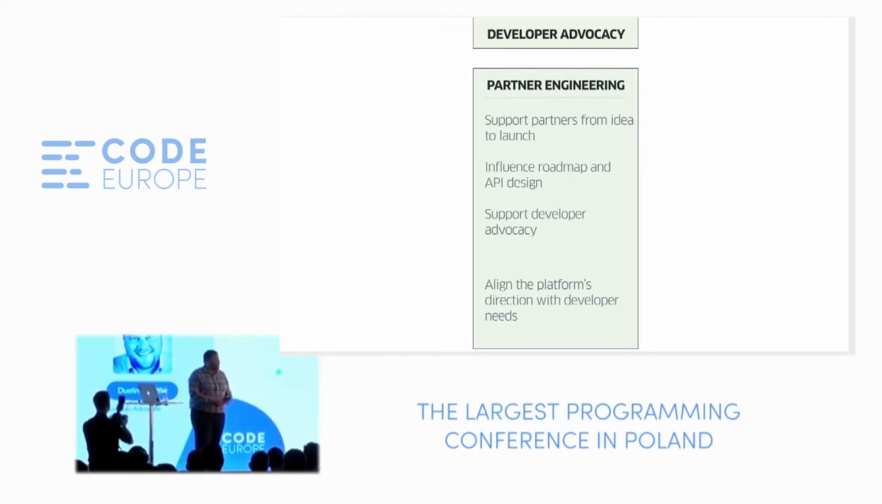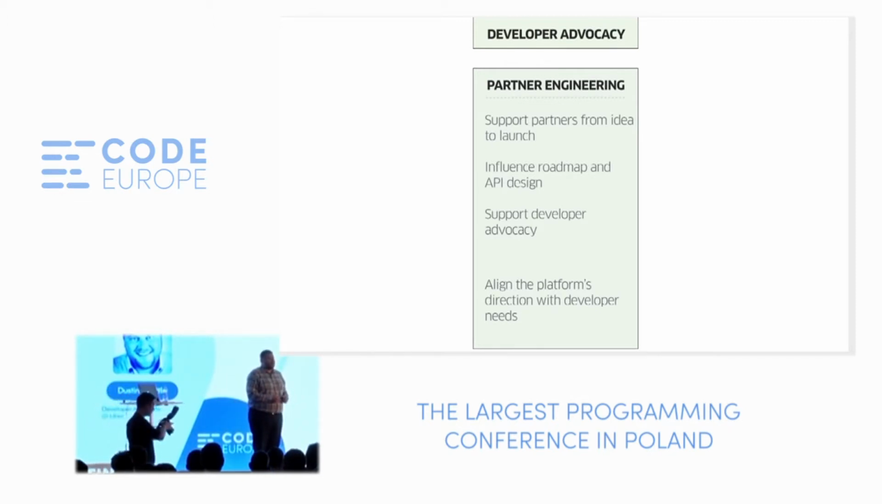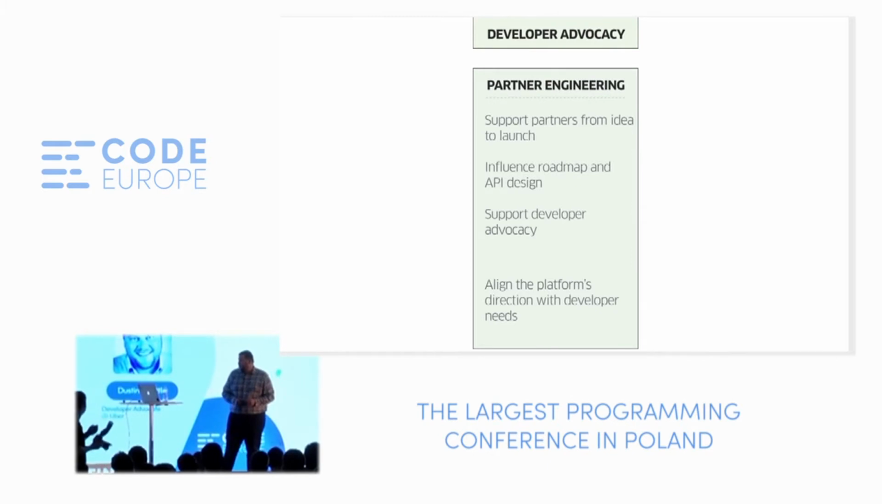And they also influence the roadmap and the API design. What works for a long-tail developer might not necessarily work for Google's integration. And so what are those requirements, and what are the needs that we need to invest in? And then again, they support developer advocates by being the front line to the largest organizations in the world. And so they help us align the platform's direction with developer needs.